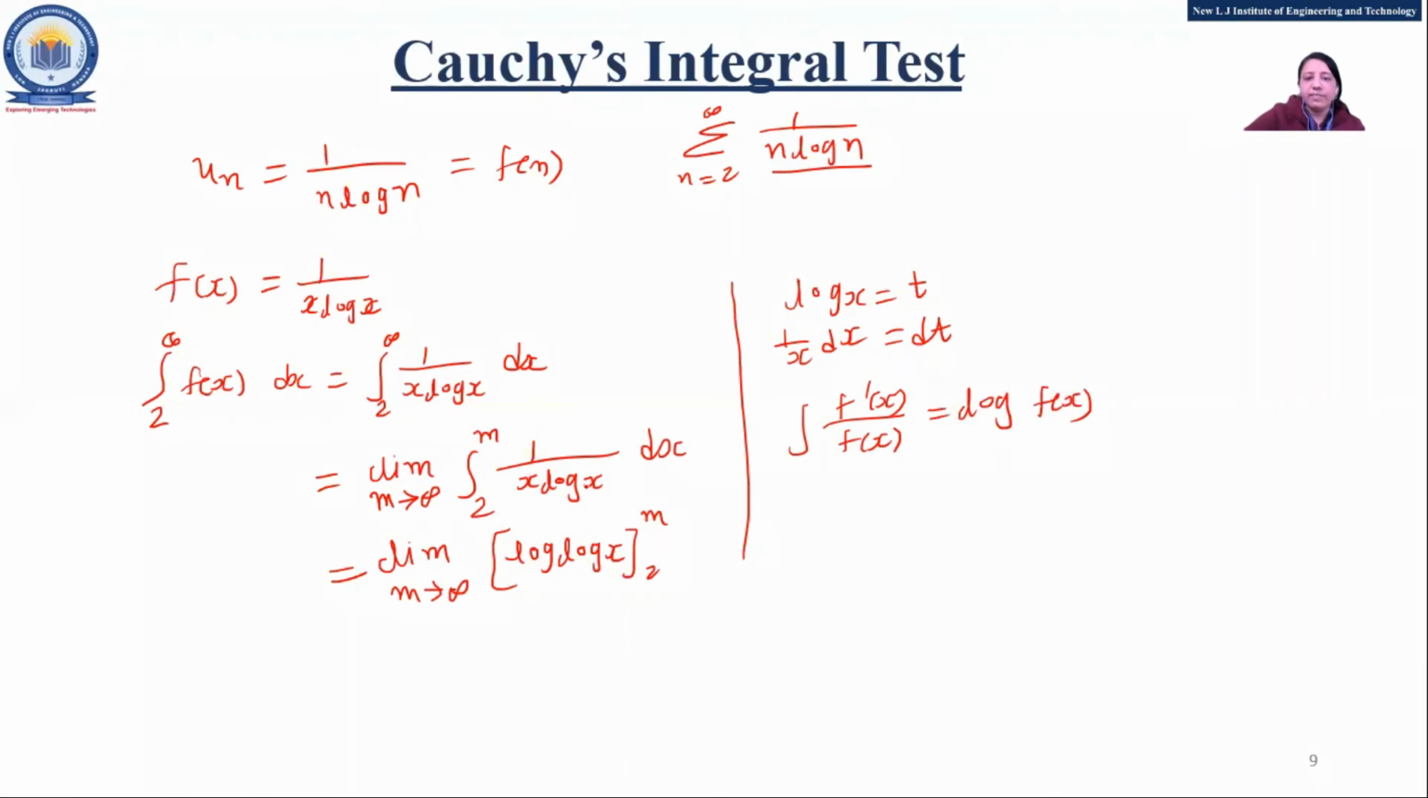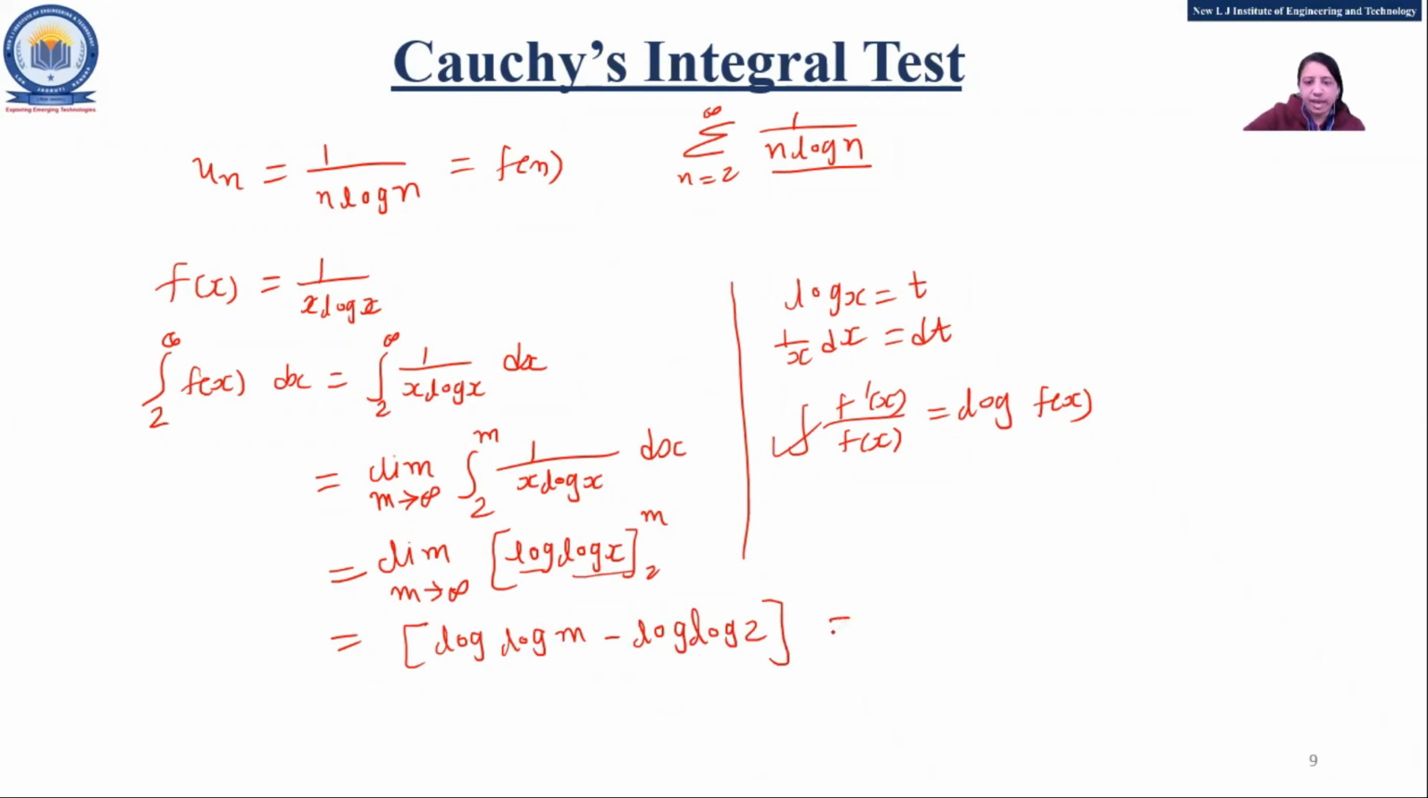Here 1 by x is the differentiation of log x. The differentiation of log x is 1 by x. So when that kind of thing is there, you can write log of f(x). So log of log x, our f(x) is log x. That's right. Now apply the limit. First we'll apply the upper limit, so log of log m minus log of log 2.